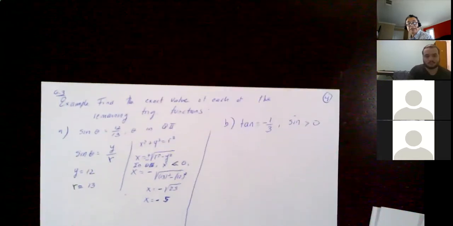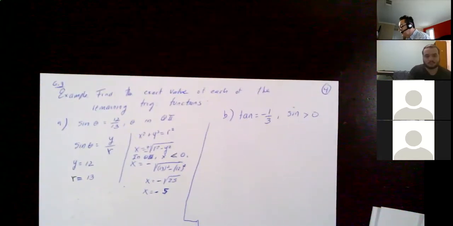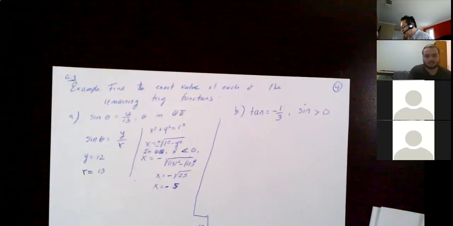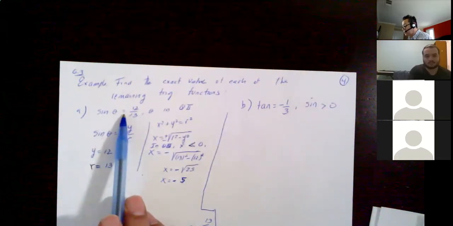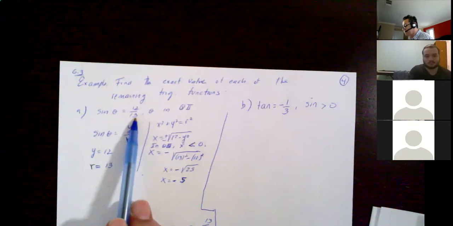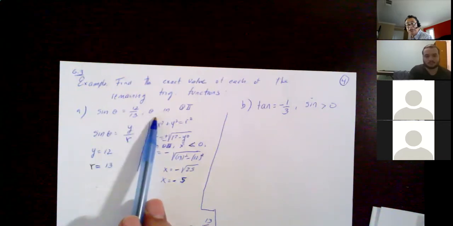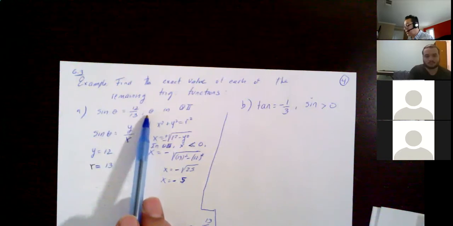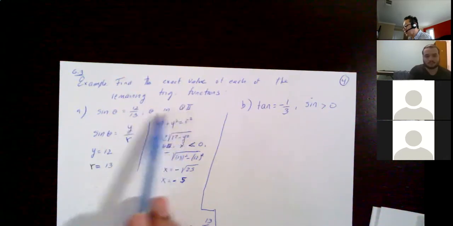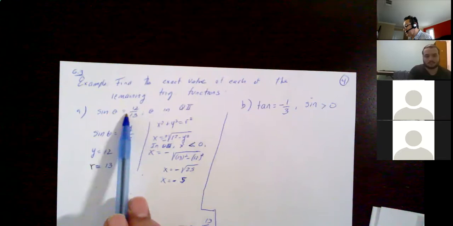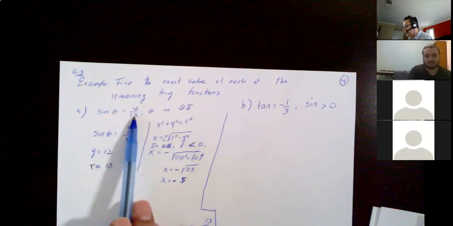Let's continue, and it says, example, find the exact value of each of the remaining trig functions. Notice what is given here. They're giving us the sine of theta, which is equal to 12/13, and also the quadrant where theta is located. Theta is in quadrant 2, and the sine of theta is 12/13.